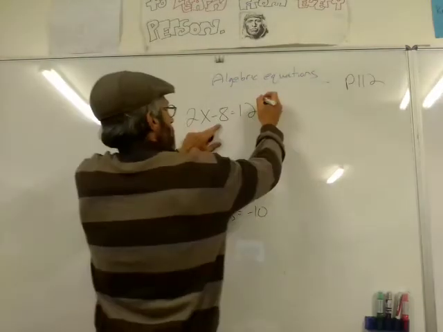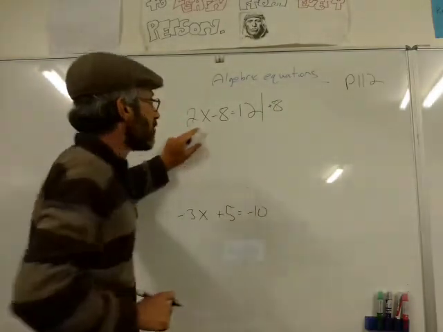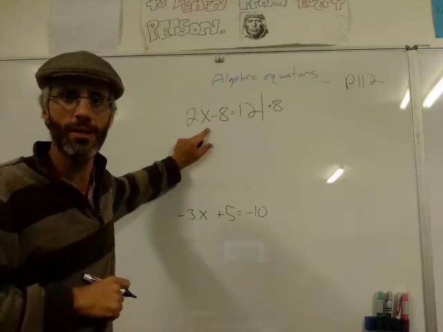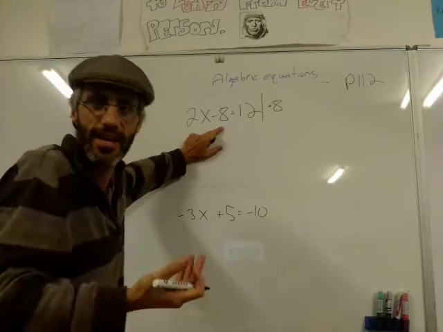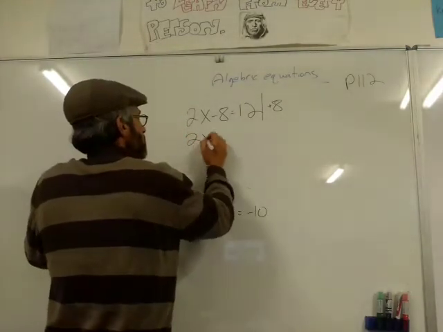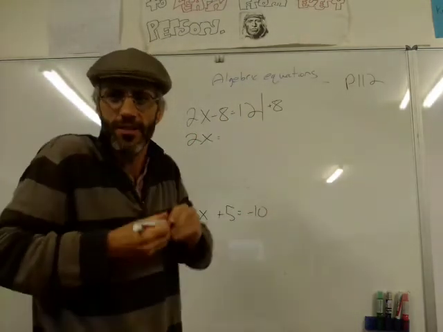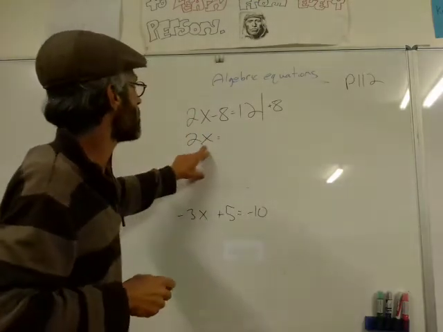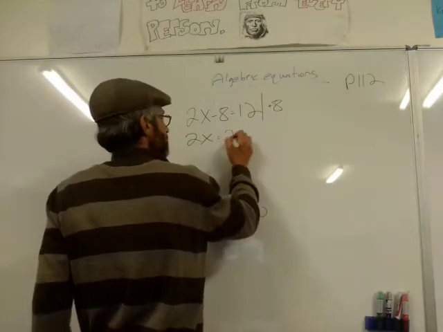To get rid of that minus 8, I'm going to do plus 8. Before I get rid of that 2, I must get rid of that plus or minus number. So I'm going to do plus 8 on both sides. Now 2x minus 8 plus 8 kills off the 8. There's no more 8, so I'm just going to have 2x on this side. Other teachers will write it a different way, but it's always the same thing. Whatever you do to the left, you must do to the right. So 2x equals 12 plus 8, which is 20.